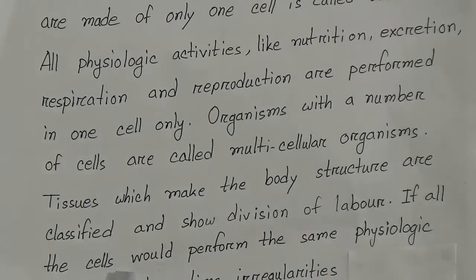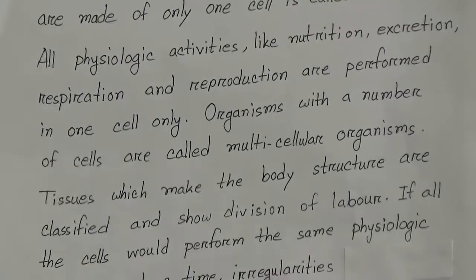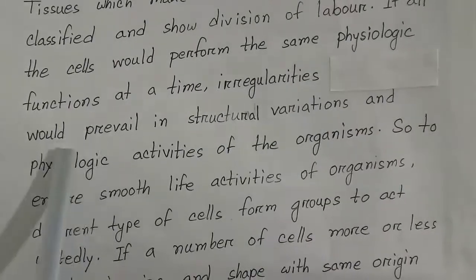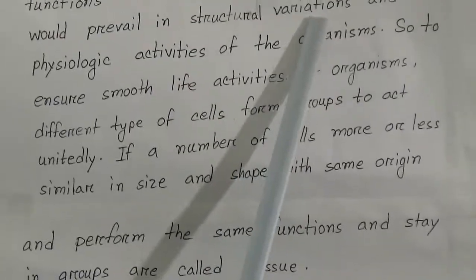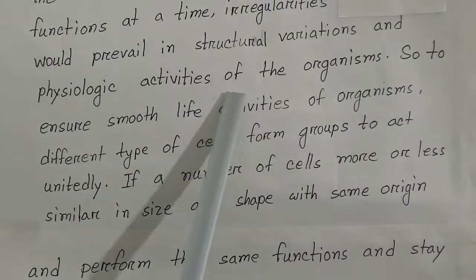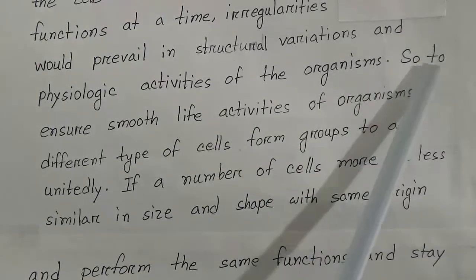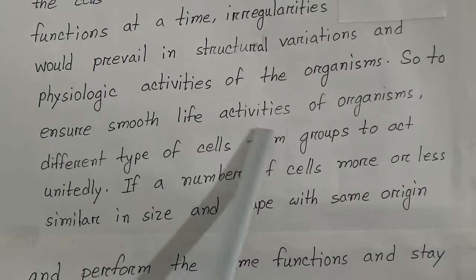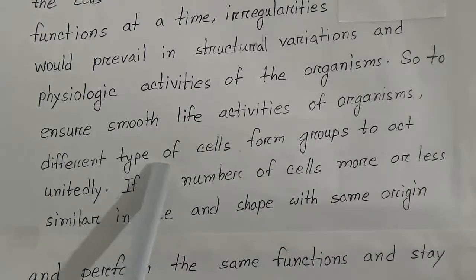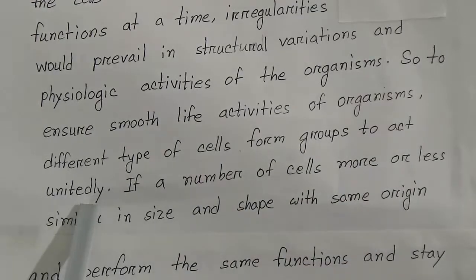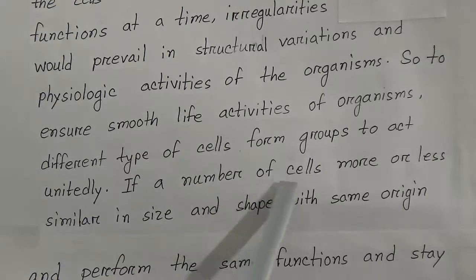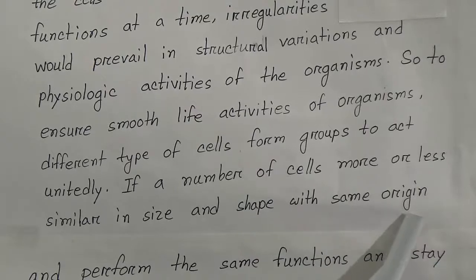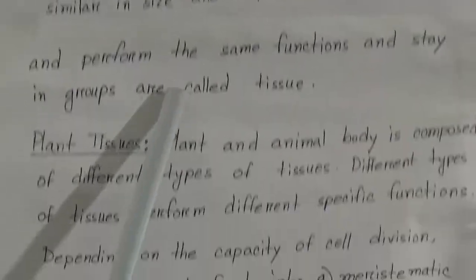If all the cells were to perform the same physiologic functions at a time, irregularities would prevail in structural variations and physiologic activities of the organisms. So, to ensure smooth life activities of organisms, different types of cells form groups to act unitedly. If a number of cells, more or less similar in size and shape, with the same origin, perform the same functions and stay in a group, they are called tissue.